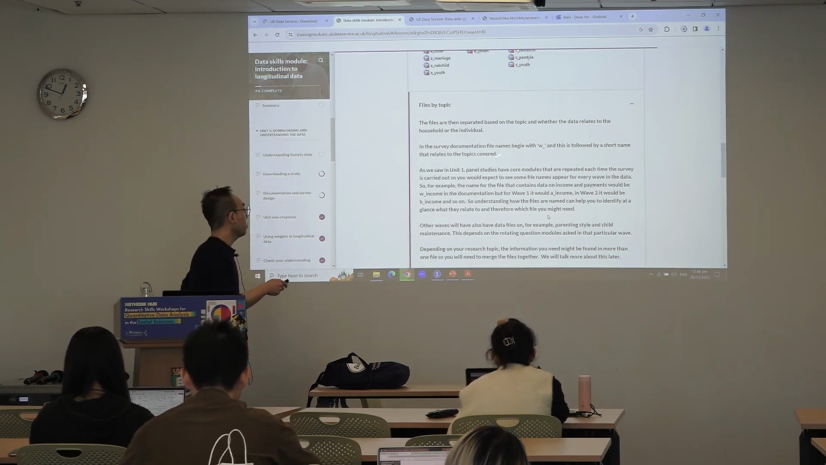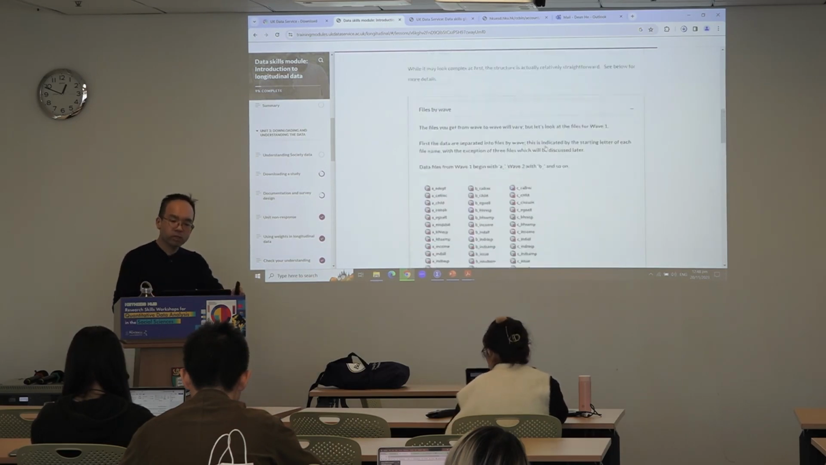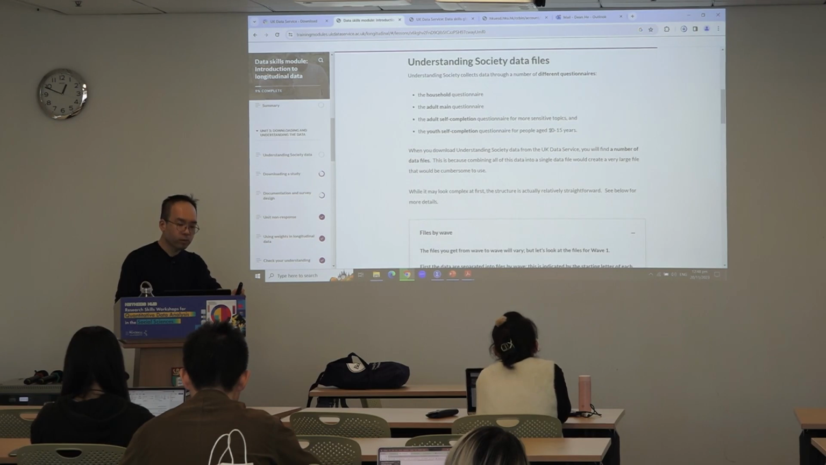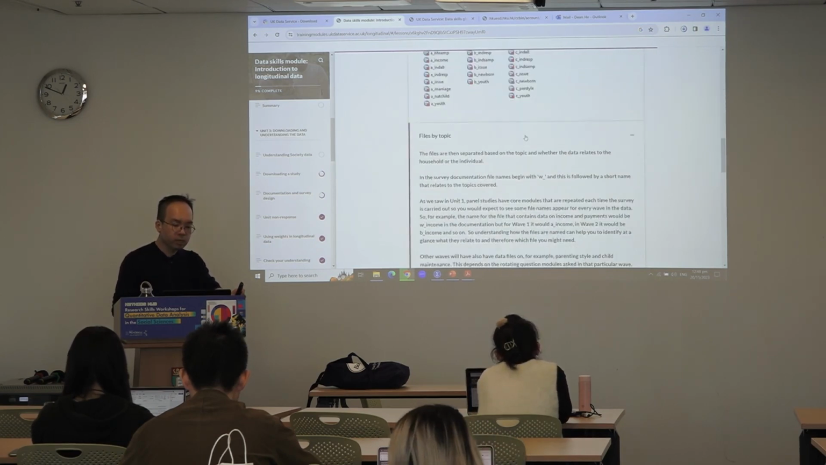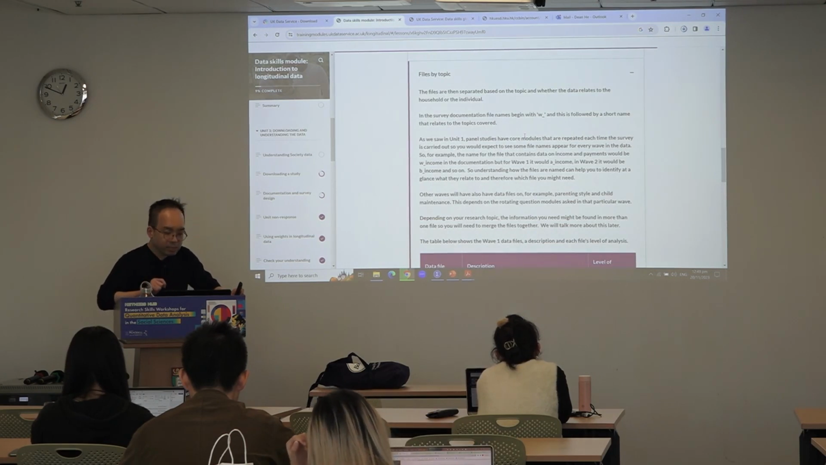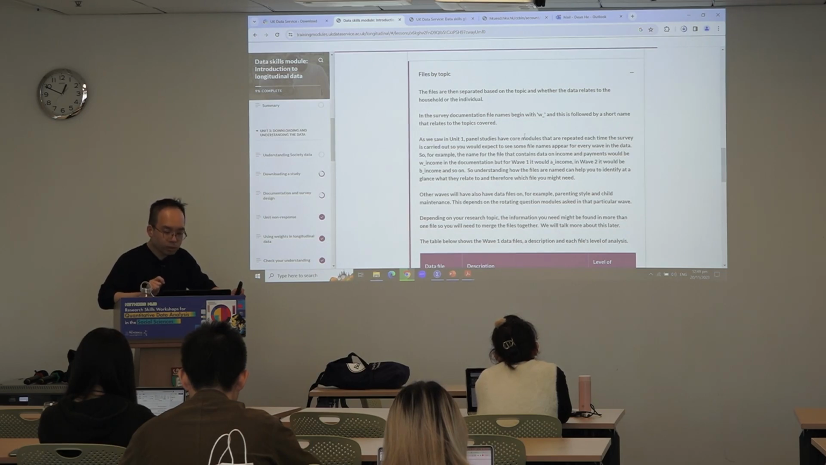We have to understand it. So these files are separated based on the topic and whether the data relates to the household or the individual. We were talking about the 4 different questionnaires we looked at: household, adult, and then youth, self-completion. So the next thing is to look at the files by topic, based on the topic and whether the data relates to the household or the individual. And in the survey documentation, the file names begin with a W underscore, followed by a short name that relates to the topic covered.